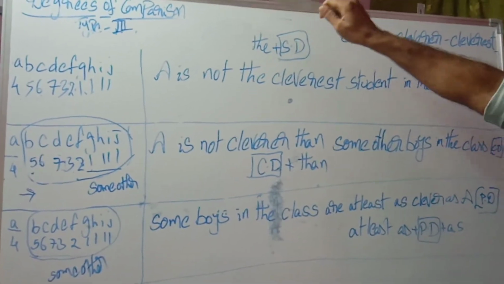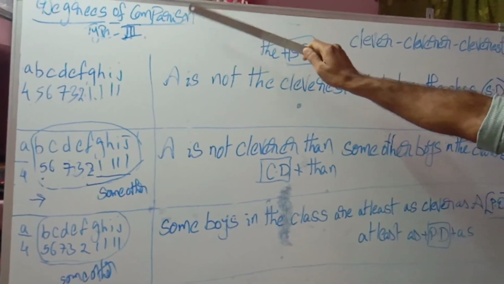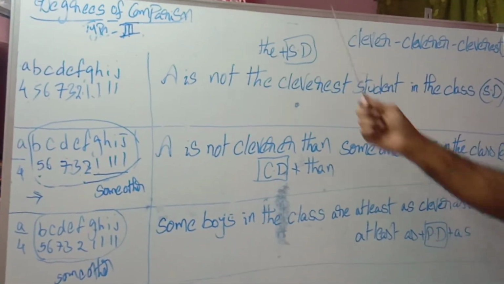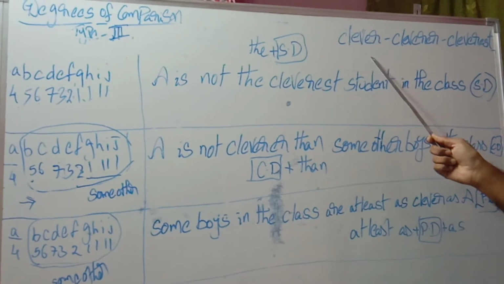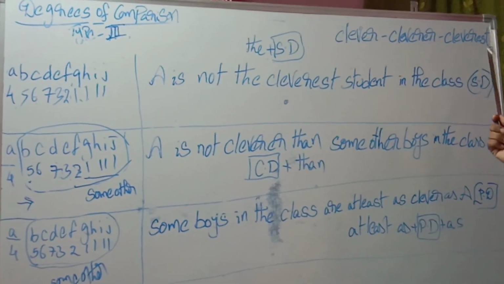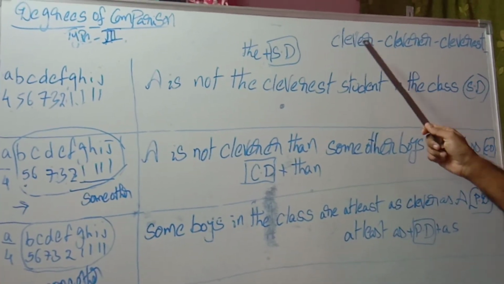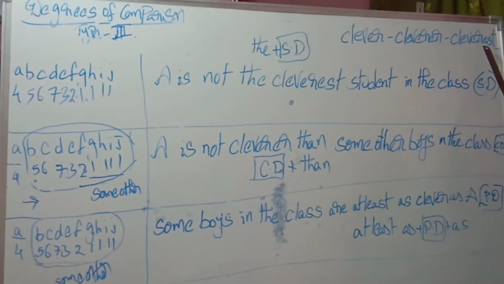Degrees of comparison, type 3. Degrees of comparison are basically three: positive degree, comparative degree, superlative degree. Example: clever, cleverer, cleverest.